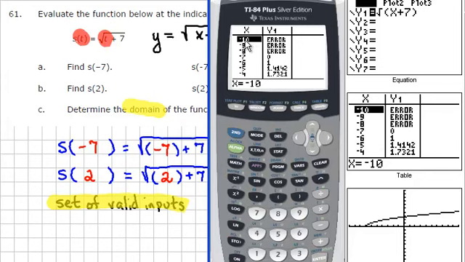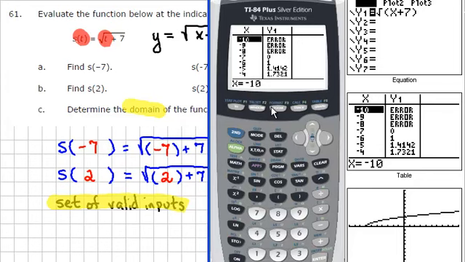Now notice in the table that when x is negative 10, the calculator produces an error message. This error message indicates that negative 10 is not a valid input. We also get an error when x is negative 9, so negative 9 is not a valid input. Negative 8 is not a valid input. The first valid input that we encounter is negative 7. When we input negative 7 into the function, the output is 0, and so negative 7 is a valid input. We see that the valid inputs start at negative 7 and are greater than negative 7.